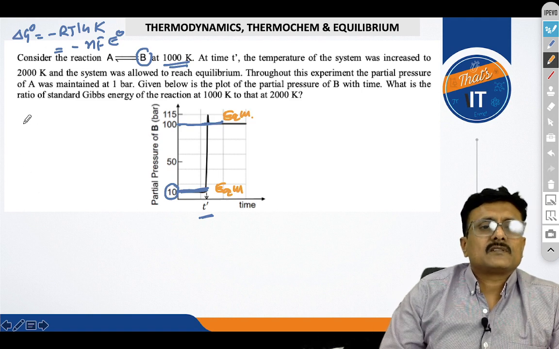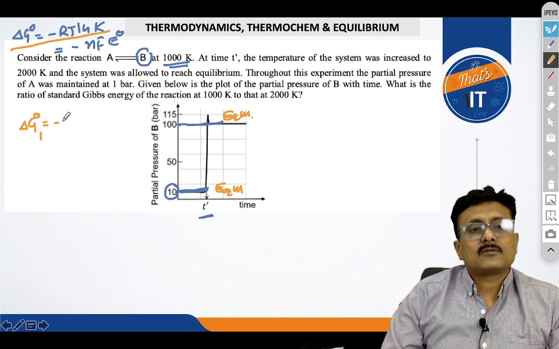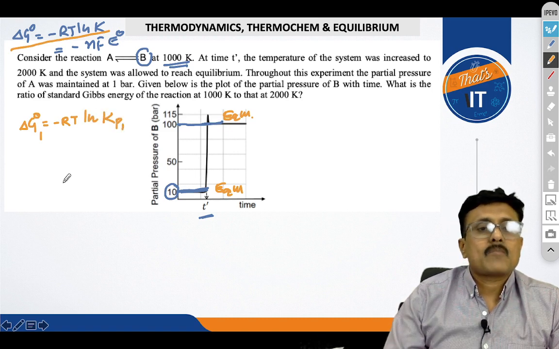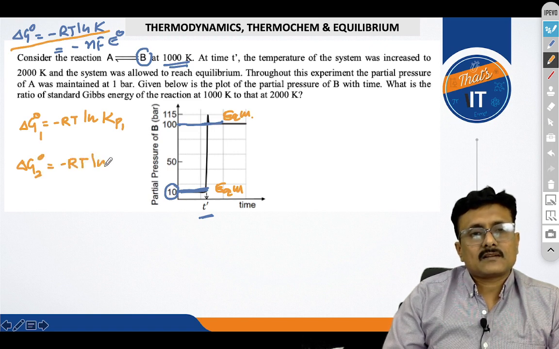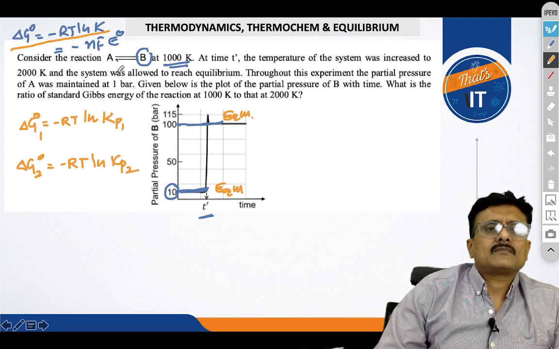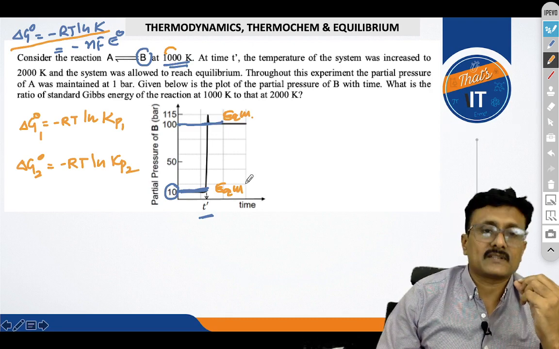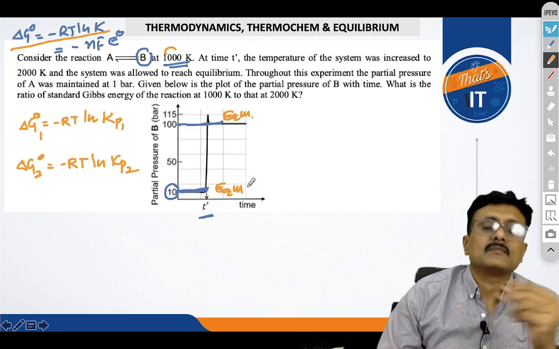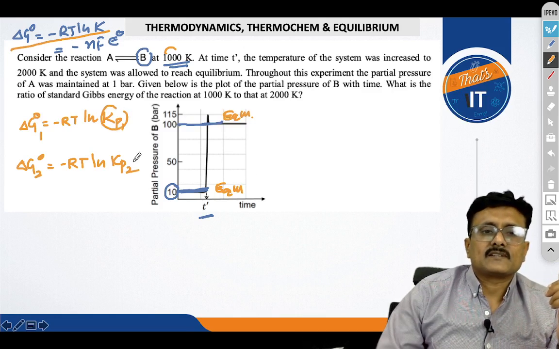Alright, so we use this expression: delta G naught equal to minus RT ln K. So delta G1 naught is equal to minus RT natural logarithm of Kp1, and delta G2 naught equal to minus RT natural logarithm of Kp2. There are two equilibria. The equilibrium is changing with temperature, because you know that temperature causes the equilibrium to shift, and also the equilibrium constant gets affected.